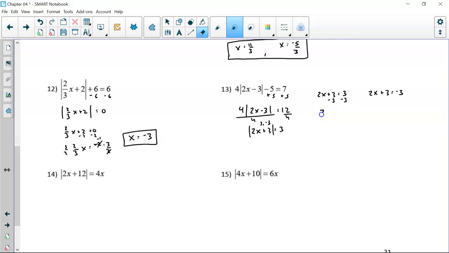Subtract 3 from both sides, 2x equals 0. Divide both sides by 2, x equals 0. Subtract 3 from both sides, 2x equals -6. Divide both sides by 2, x equals -3. And there's our two solutions.